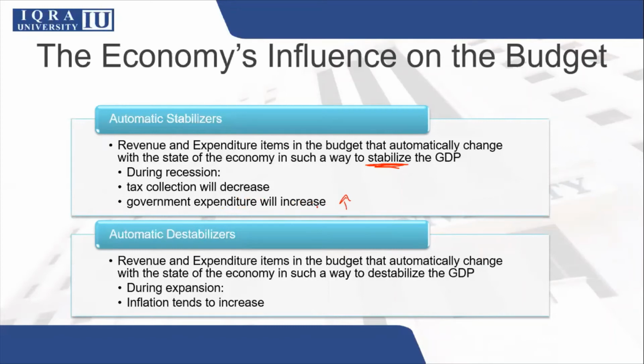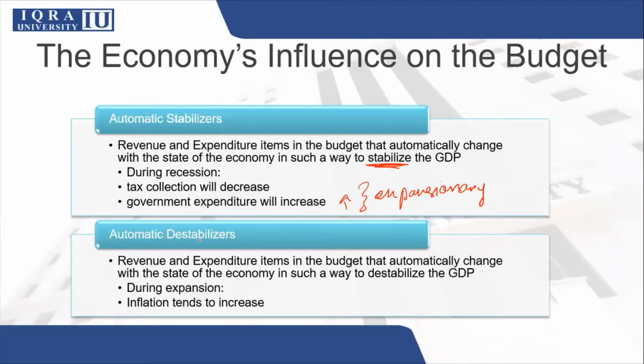Now, when the expenditures are increasing and the tax collection is decreasing, this is an expansionary policy that is activated on its own to stabilize the GDP once again. So the government does not even have to deliberately do it, it will happen automatically as well.